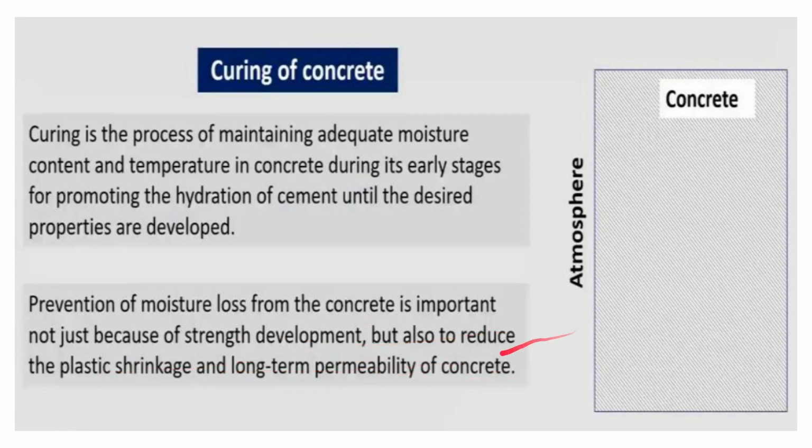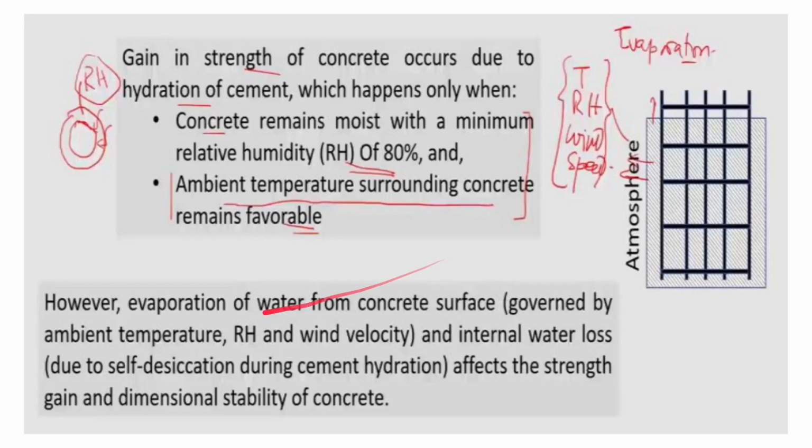If water evaporates, it will leave some voids. These voids cause plastic shrinkage, which results in crack formation, and it also increases the permeability of concrete, resulting in early corrosion. The gain in strength of concrete occurs due to hydration of cement, which happens only when concrete remains moist with a minimum relative humidity RH of 80%. This is one of the criteria needed to be maintained for proper hydration.